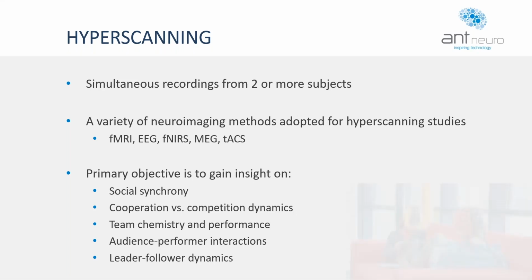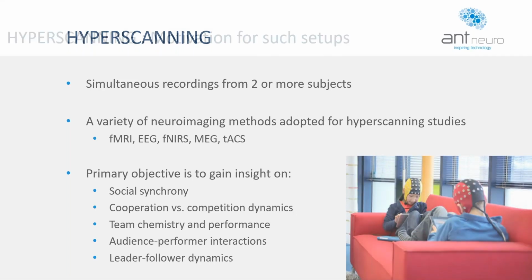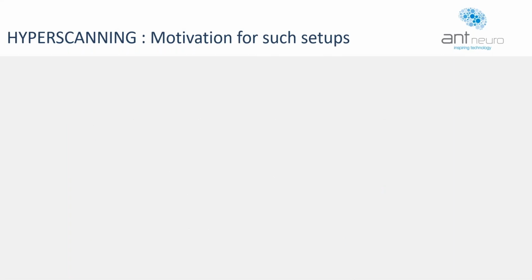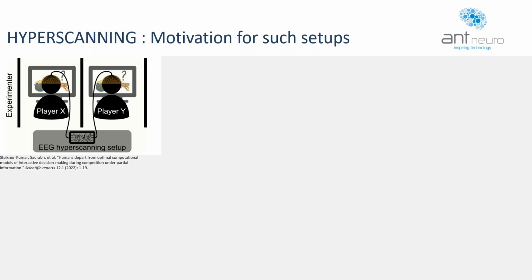This brings me to my next slide, which is basically what kind of motivation do you need for such hyperscanning setups? And I think that is most easily explained by citing literature. So here I have 4 examples. The first one that you see here is dealing with the tiger problem, which is popular in the field of AI. But here they have adapted it to an EEG hyperscanning setup in context.